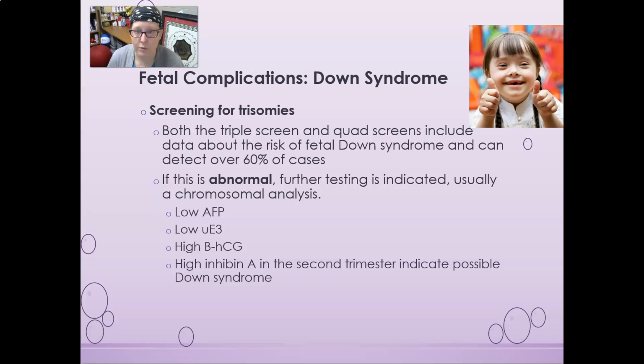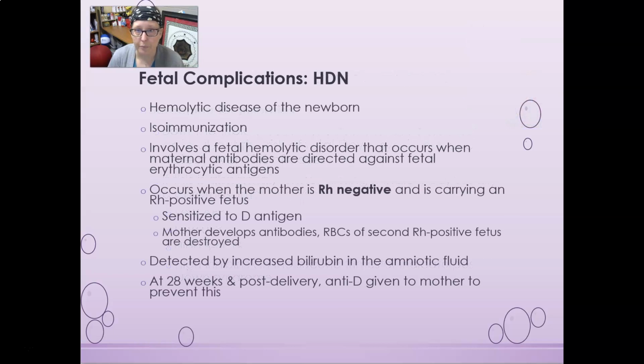So what do we mean by abnormal, and what would indicate either a Down syndrome or an Edwards syndrome fetus? We are looking for low levels of alpha-fetoprotein, low levels of unconjugated estriol, high levels of beta-HCG, and high levels of inhibin A in the second trimester. Those could indicate possible Down syndrome, and that's what we'd be looking for in the quad screen or the triple screen.